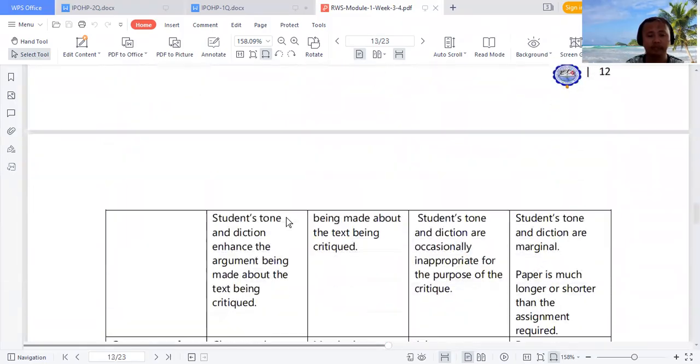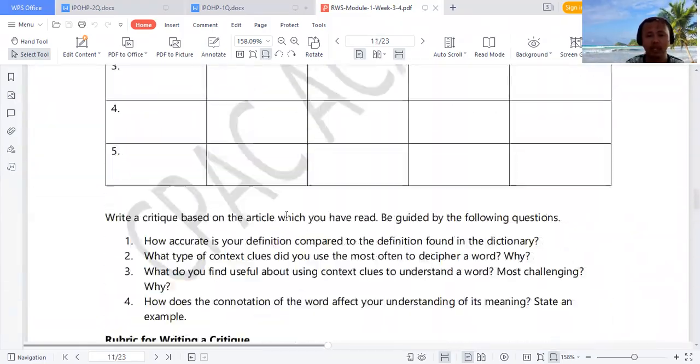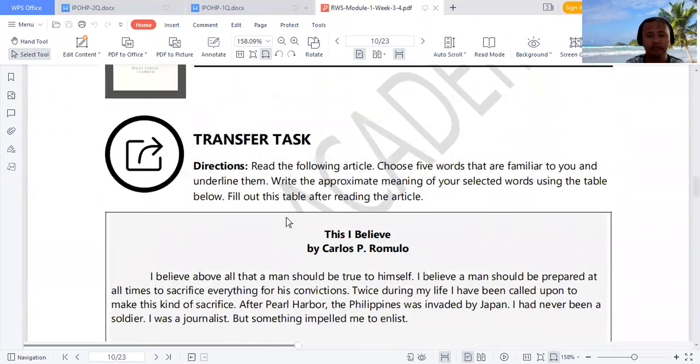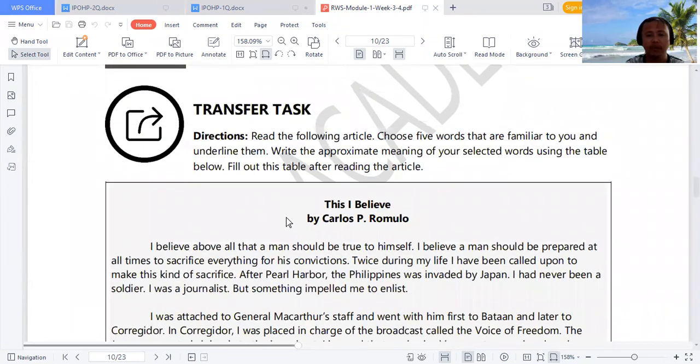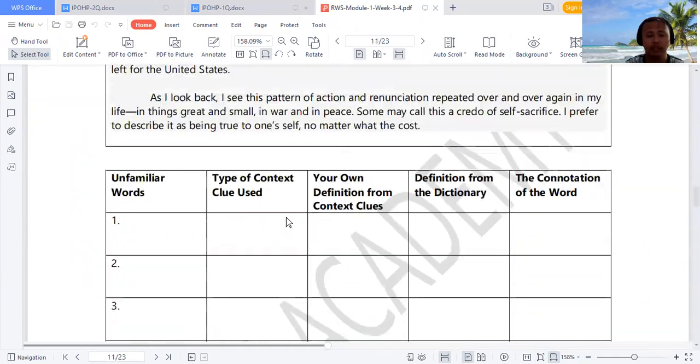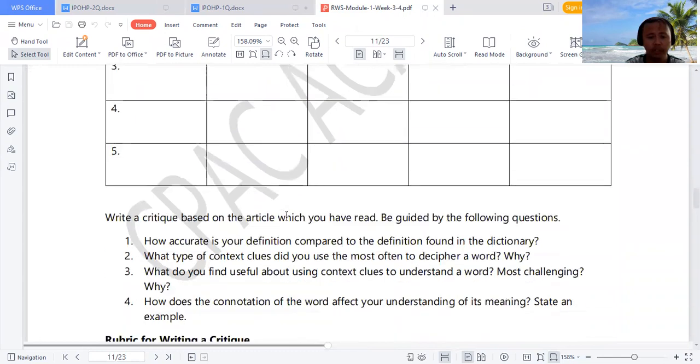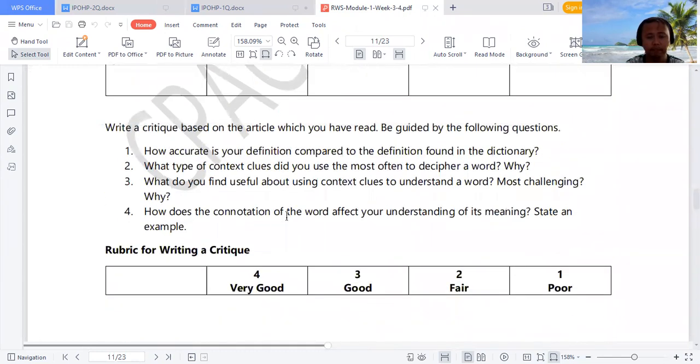All right. So in here, read the following article, choose 5 words. What you're going to do, class, is to answer these questions. Okay, you just have to answer these 4 questions here. So please be guided by these 4 questions, and of course, with the rubric.